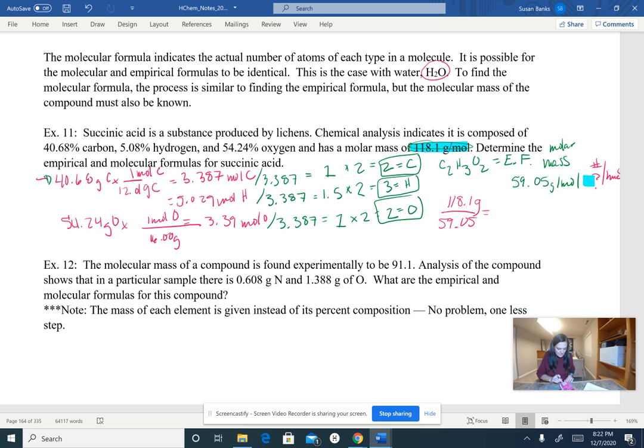So 118.1 divided by 59.05 will give me 2. That's how many empirical units are in a molecular unit. So that means I've got to take everything in my empirical formula and multiply it by 2. So 2 carbons times 2 would give me 4 carbons. 3 hydrogens times 2 would give me 6 hydrogens.